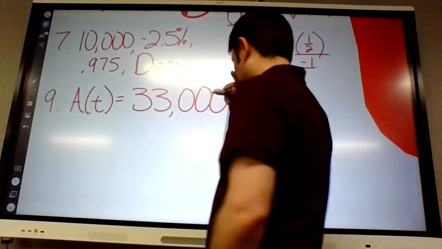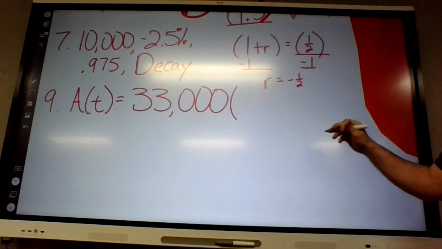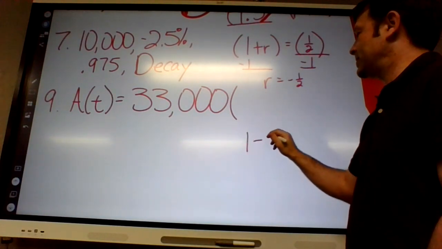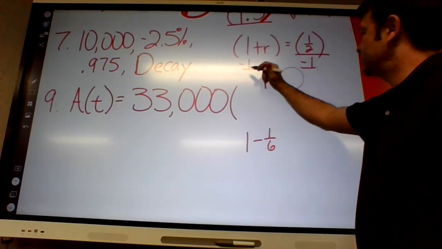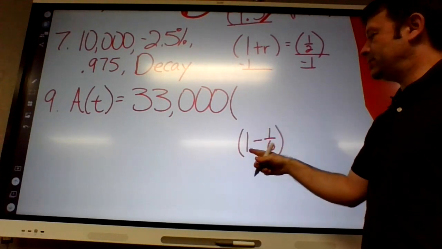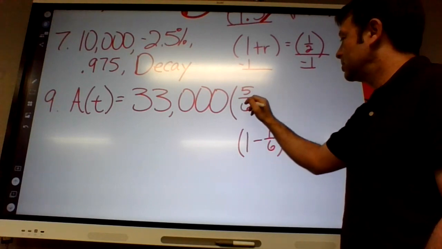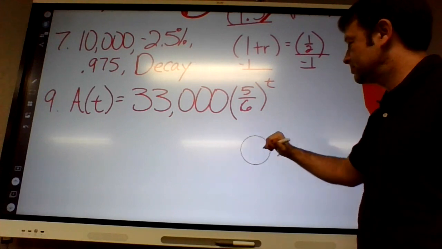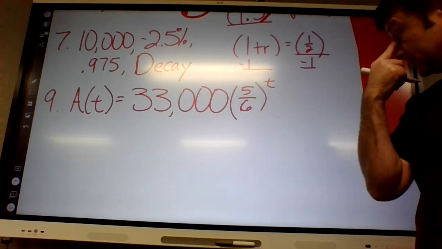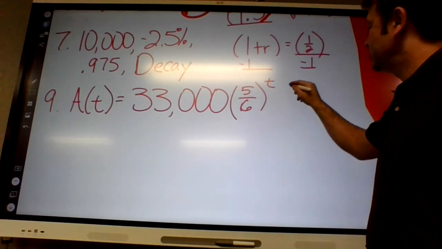Okay. The car is supposed to drop in value by 1/6 every year. 1 minus 1/6. What's that simplify to? Let's go ahead and simplify it. You have one cookie and you eat 1/6 of the cookie. What's left? 5/6. That's decay. Is it growth or decay?